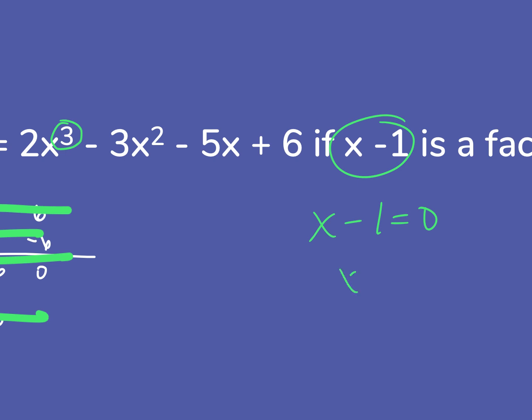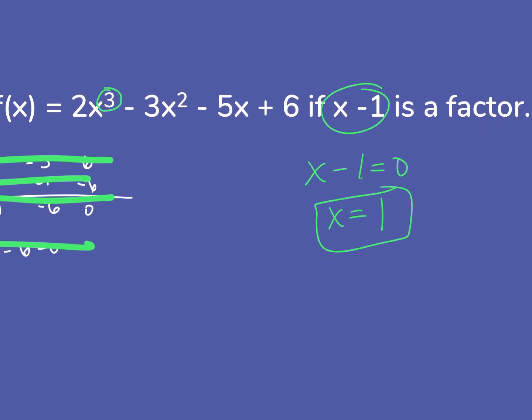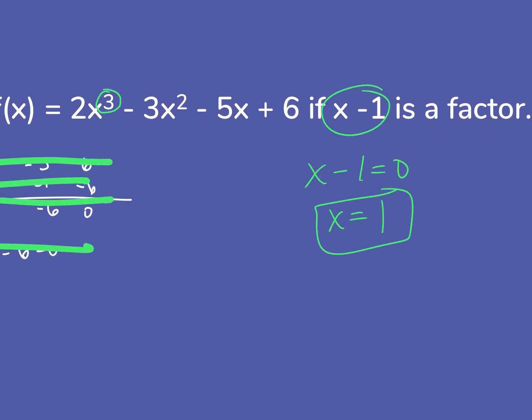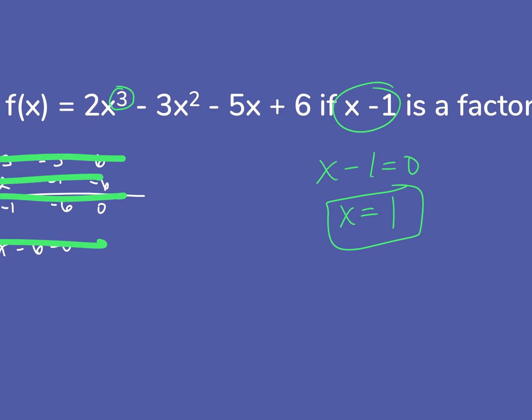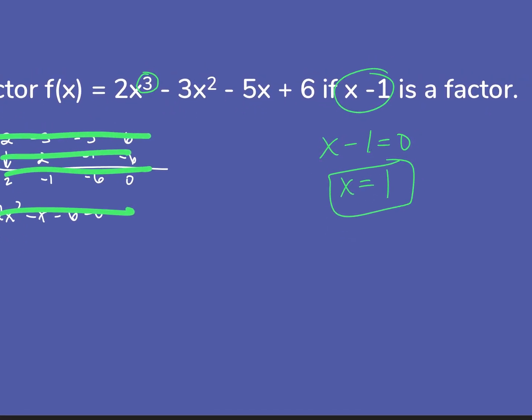So what number am I going to put up in the corner of my synthetic division? x equals 1. Okay, good. There's your first answer, x equals 1. Okay, here we go. So 1 is a factor if your remainder is what? When we use synthetic division, 1 is a factor if your remainder is what? 0.